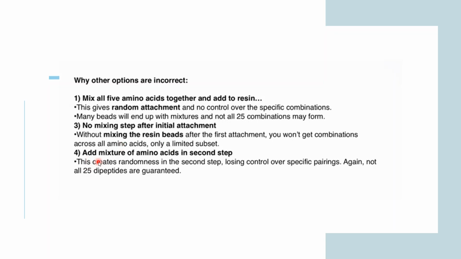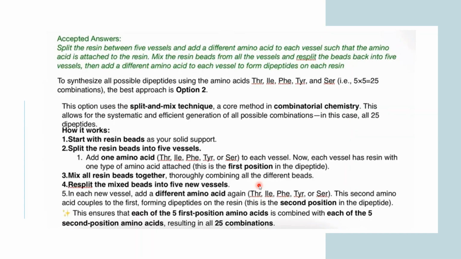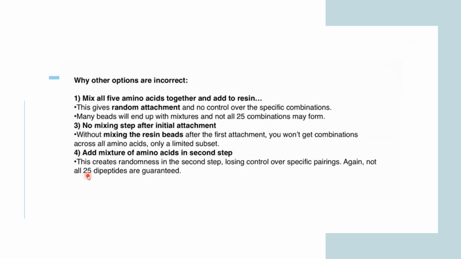Fourth one, why is it not correct? Because it adds a mixture of amino acids in the second step. So if you see, split the resin between the five vessels and add different amino acids, then add a mixture of amino acids. You don't have to add a mixture of amino acids. You need to mix the resin beads and then you have to resplit them. So that step is not right. So this creates randomness in the second step, losing control over the specific payload. Again, not all 25 peptides are guaranteed.